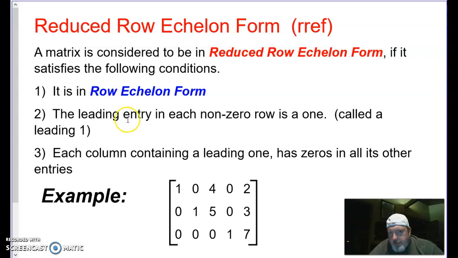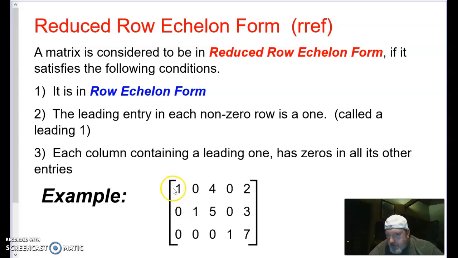Second step, the leading entry in each non-zero row is a 1. So again, we don't have any rows that are all zeros, so the leading number in each one of those rows has to be a 1, and that's okay. And the third thing that really separates this, that makes it reduced row echelon form, is the columns. Any column that has a leading 1, the other numbers in that column have to be zeros.